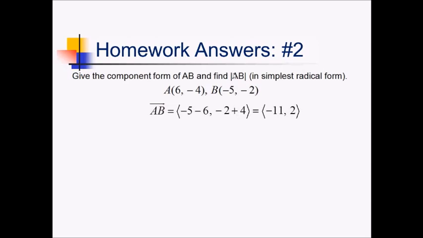And then to find the magnitude, the absolute value, we just need the length of this thing. So we'll use Pythagorean theorem here. Square root of -11 squared plus 2 squared. So that's 121 plus 4, which is 125. And I can split this up into radical 25 and radical 5. So 5 root 5, our final simplified answer for this one.